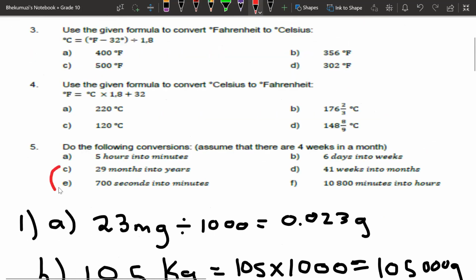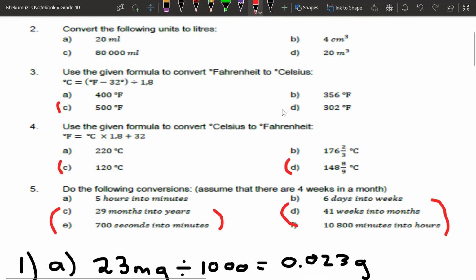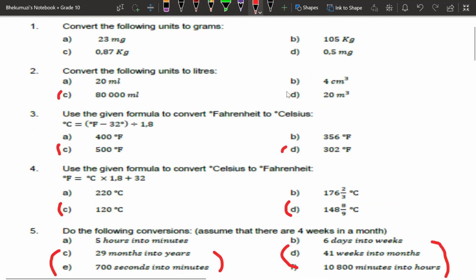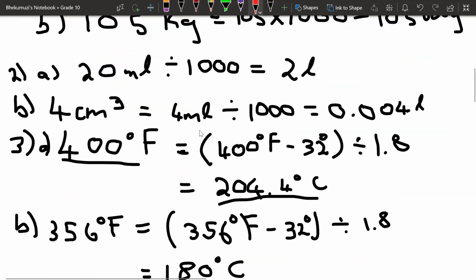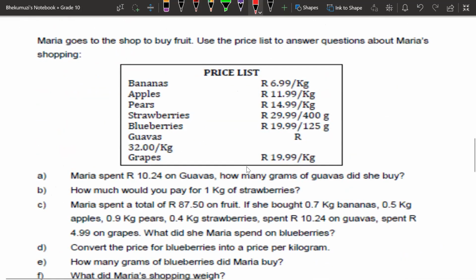So again, C, D, E and F are ones that you can try on your own. And also here, C and D. Please take time to try this on your own so you can master your conversions, right? Now, again, as I said in the beginning, you are doing mathematical literacy, and therefore that means we are doing things with context. Hence, here is a question where I'll do the top 3, and then you do the rest of the 3, right?